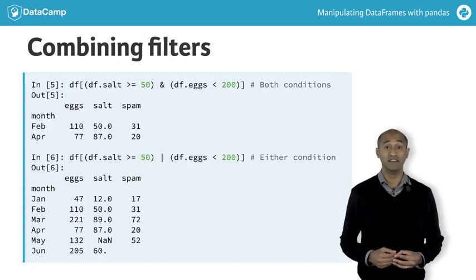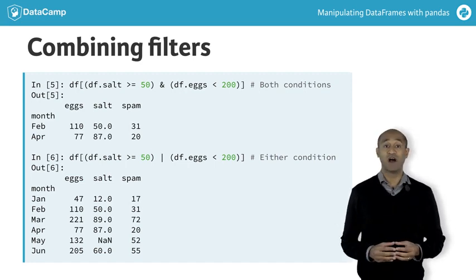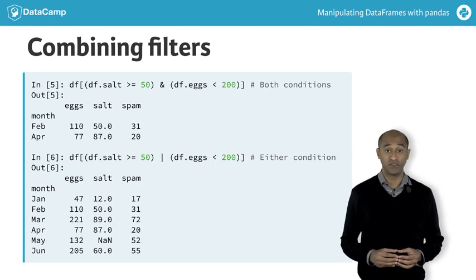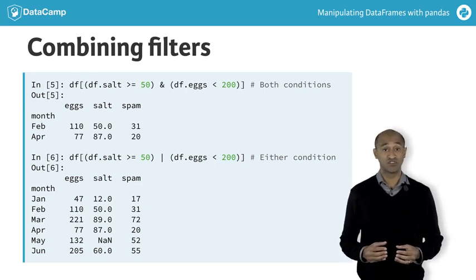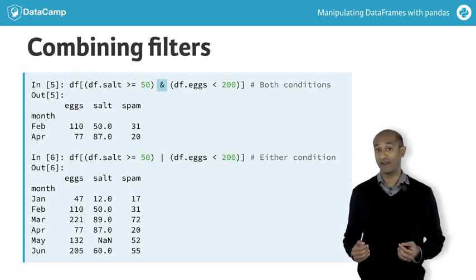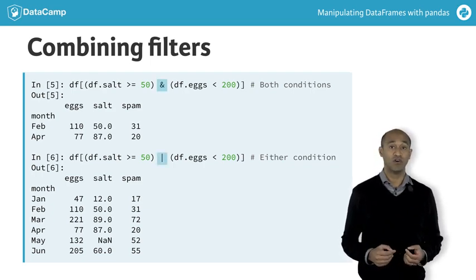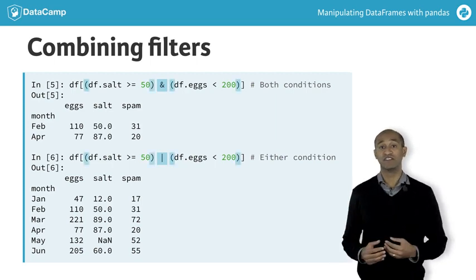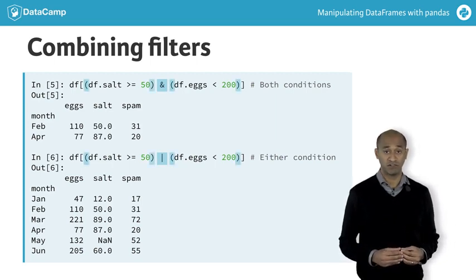Filters can be combined using standard logical operators like and, or, and not. Here, we combine the filter salt bigger than or equal to 50 with the filter eggs strictly less than 200, first using and, so both have to be true, second using or, so either can be true. Notice the use of parentheses to enforce order of logical operations.